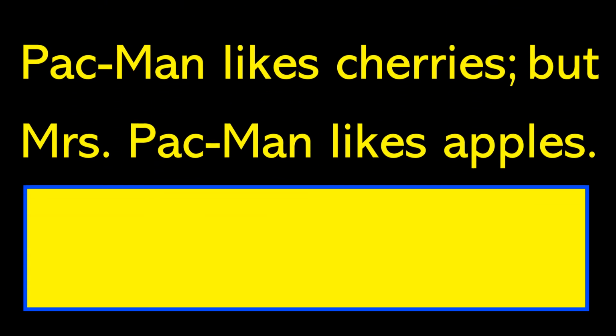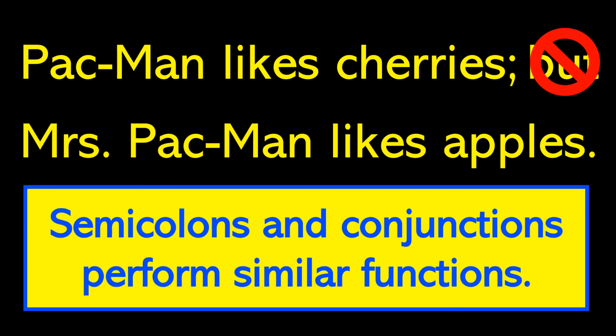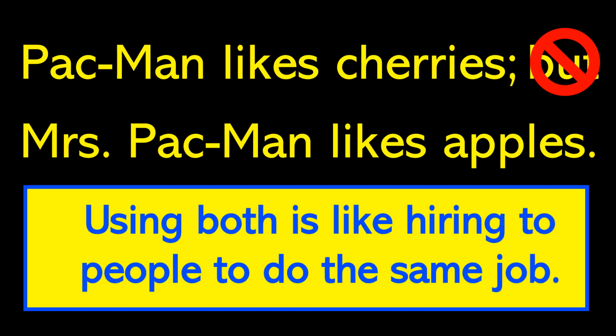Let's take a look at an example. Pac-Man likes cherries; but Miss Pac-Man likes apples. Now here we don't use the word "but." The semicolons and conjunctions perform similar functions. So that means using both is like hiring two people to do the same job.